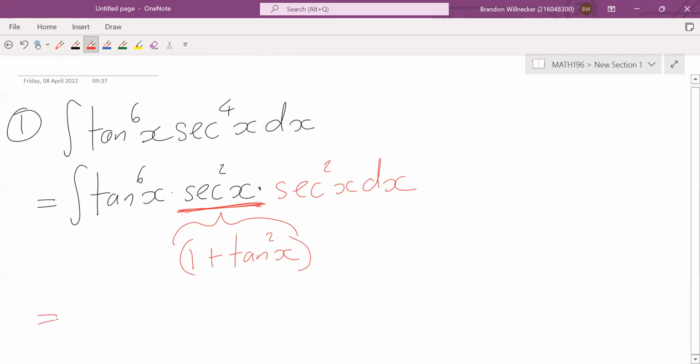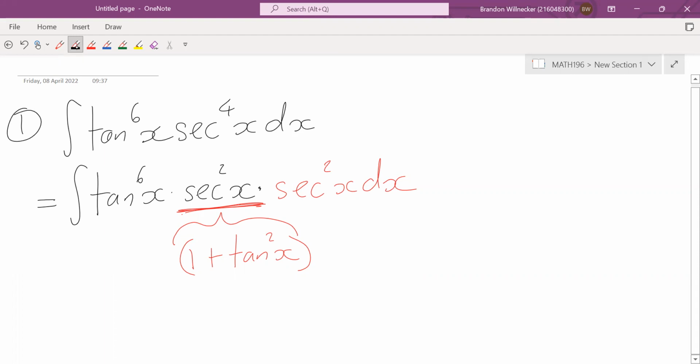So this is going to give us the integral of tan squared x, 1 plus tan squared x, and then on the outside, we have the sec squared x dx. This tells us that we should do a u substitution with u equals tan x. So if u is equal to tan x, then du will be sec squared x dx, which is what we've got on the side here.